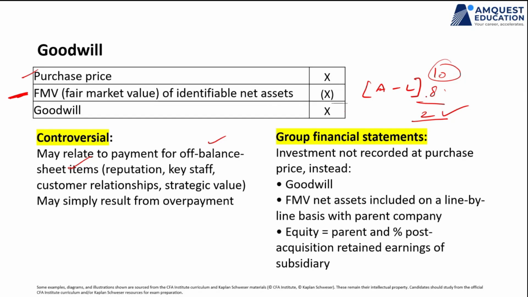Now, how does all this get recorded in financial statements? Investments are not recorded at purchase price; instead they are goodwill, fair market value of net assets, which is included on a line by line basis with the parent company, and equity, the parent's percentage of post-acquisition retained earnings of the subsidiary, because these will keep changing over a period of time. So they are not recorded therefore at the purchase price.